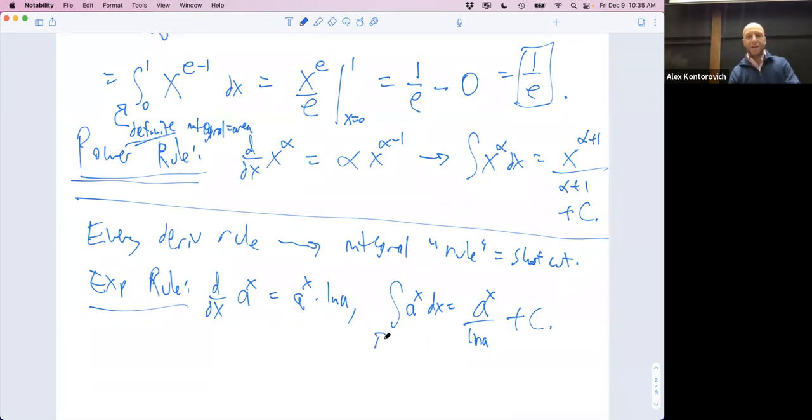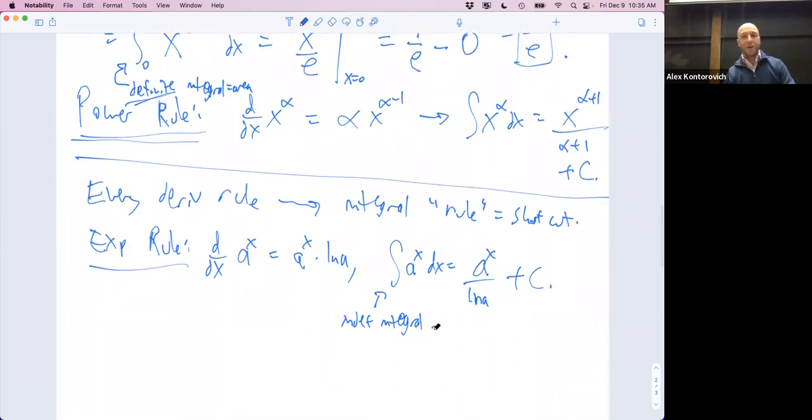This is an indefinite integral. There are no bounds, which means don't give me a number, give me the antiderivative. Or give me all antiderivatives. And they all differ by a constant. Okay, that's an exponent rule. We have the sine rule, all of our trig integrals we know and love.